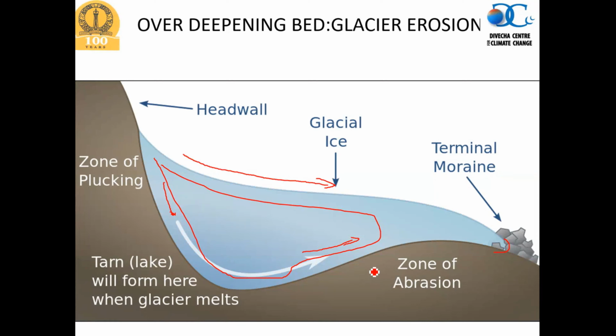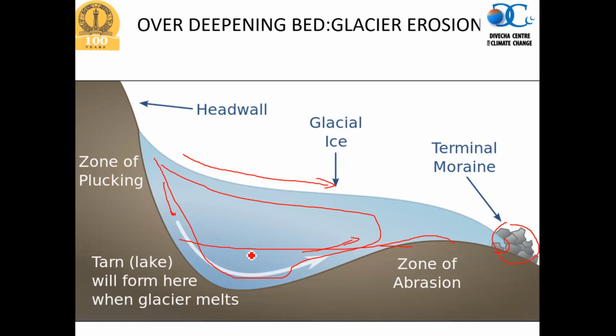They continue to flow, and then the ice will come up, and eventually those rocks are dumped here as a moraine, and these moraines are known as terminal moraines. So what happens is, once the glacier has retreated, this depression can lead to the formation of a lake. So that is how the lake is formed.